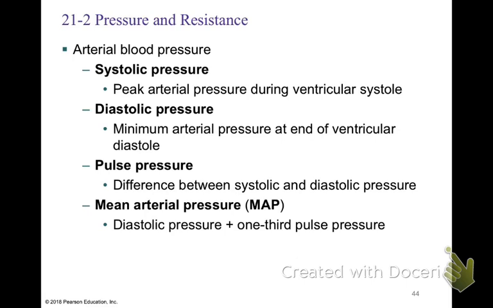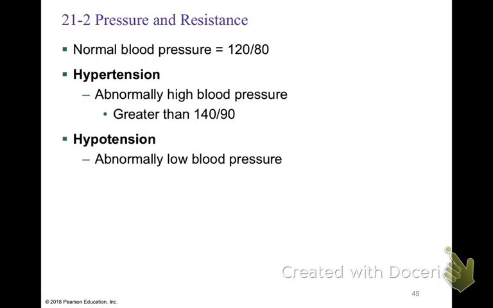So if you had someone whose blood pressure was 110 over 80, 110 minus 80 is 30, divide that by 3, that's 10. Diastolic was 80 plus pulse pressure is 10, means the mean arterial pressure is about 90 millimeters of mercury. Okay, so here's just an example of that.